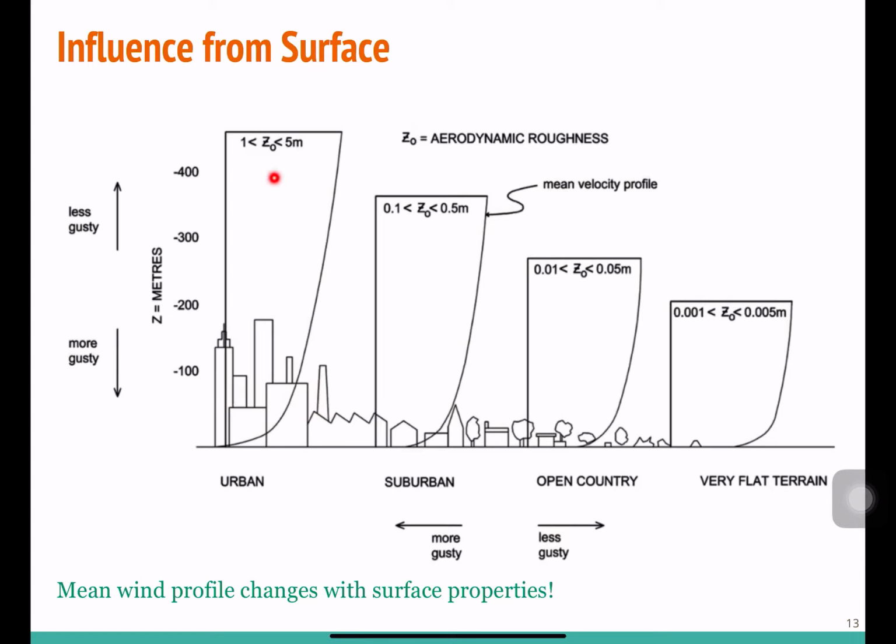And we have a way to quantify this situation, comparing the urban area and the flat terrain. We have a reference value. We call it aerodynamic roughness. When it's larger, then actually the surface is rougher, and the smaller it is, the flatter the terrain.